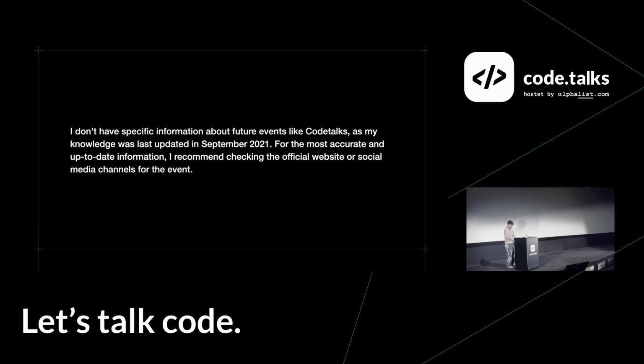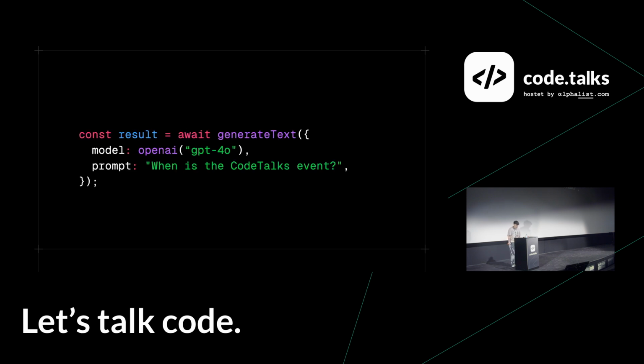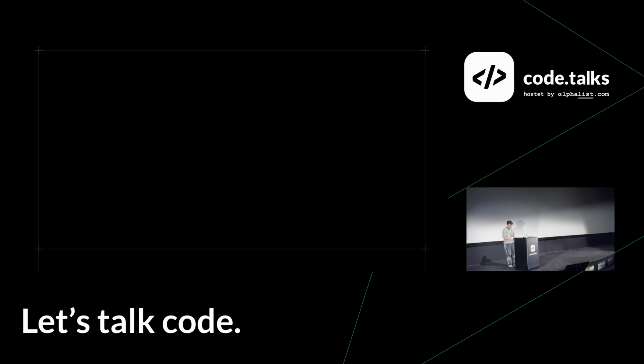As you can see, it doesn't have the power of knowing when the event is, which is quite troublesome. So what we do is we change out the model for Perplexity. And as you know, this model has web search capability, and it's a search engine. And then you can see the event is on the 5th and 6th of November, which is perfect. 6th is today, I think.